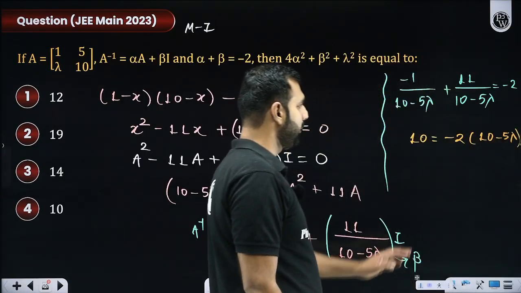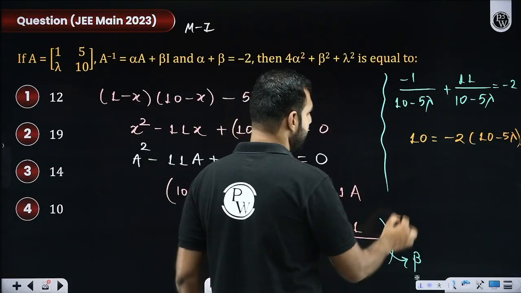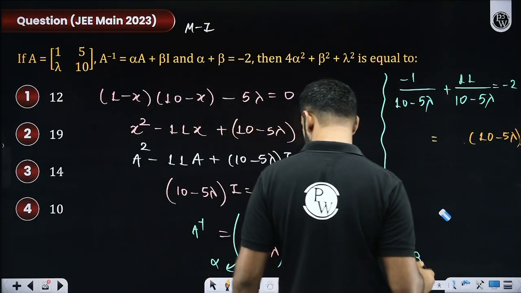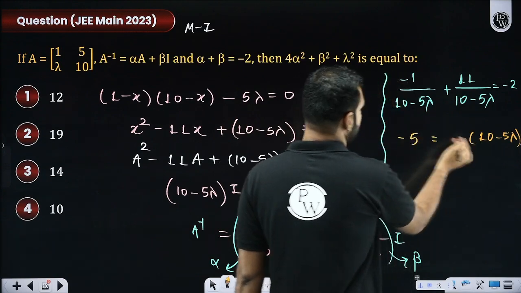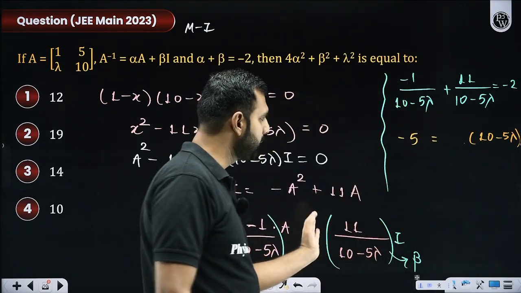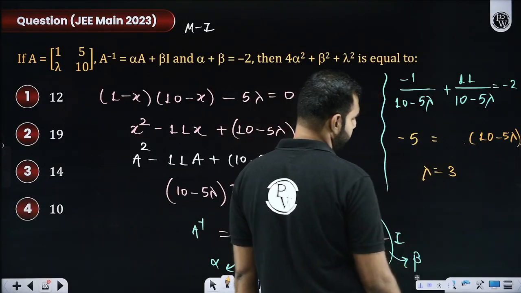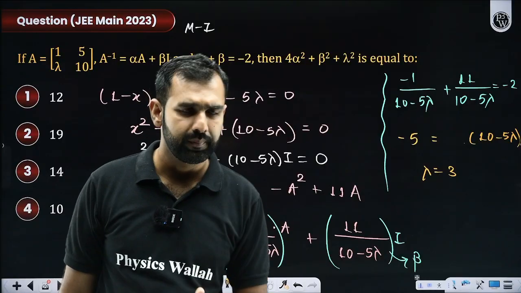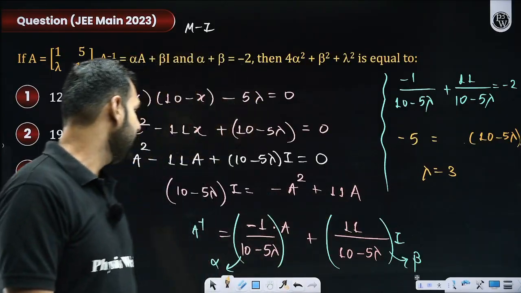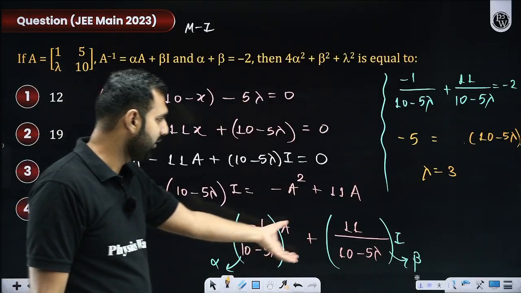Yes or no? So minus 2 when it divides this 10, it leaves you with a minus 5 here. So 10 when it comes here, it becomes minus 15. So minus 15 is minus 5 lambda. So lambda we receive as 3. Yes or no? Give me a quick update. Everybody got that?